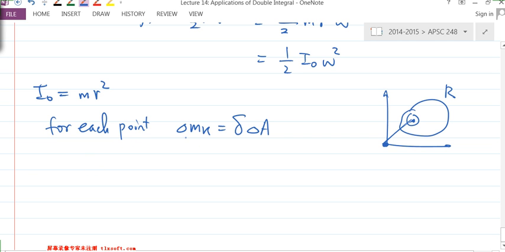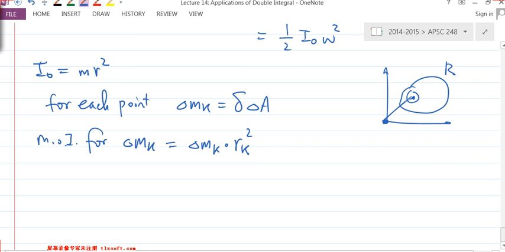And the moment of inertia for delta m k, according to the formula we just derived for a point mass, is delta m k times r k squared, the point mass with respect to the origin, right? Now what I need is the total, all of these delta m k. Add all of them, and I get the moment of inertia for the region R with respect to the axis passing through the origin.